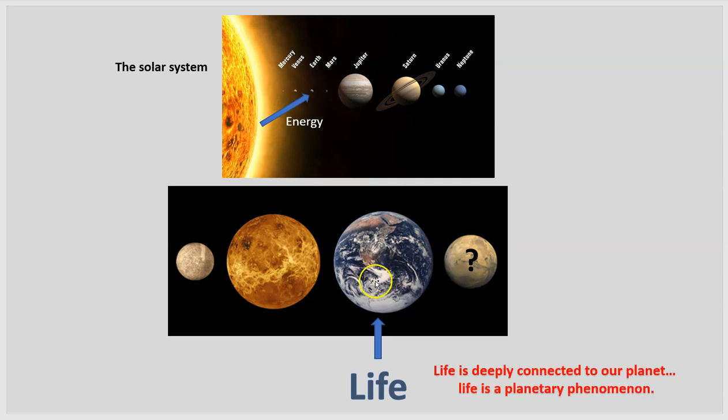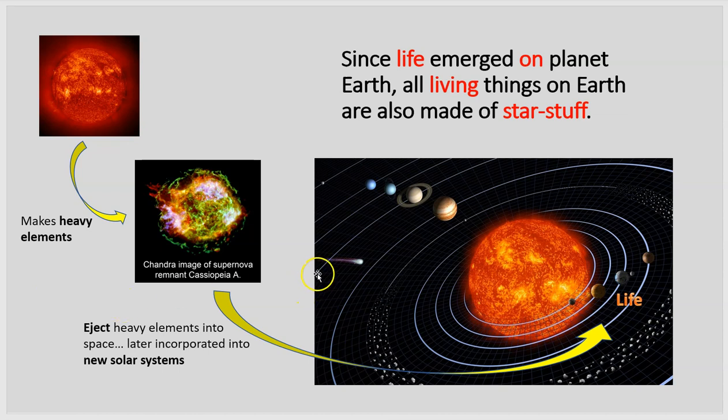So we want to think of life as a planetary phenomenon. In other words, living things grew out of this rocky body that had water on its surface and had lots of diverse chemical reactions going on that produced a living thing. It's quite amazing. Of course, that also means that living things are connected to our universe in deep ways. So since life emerged on planet Earth, all living things on Earth are also made of star stuff.